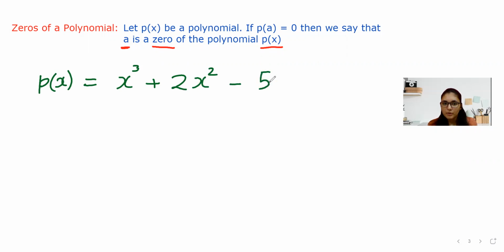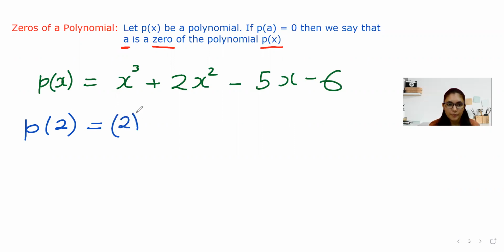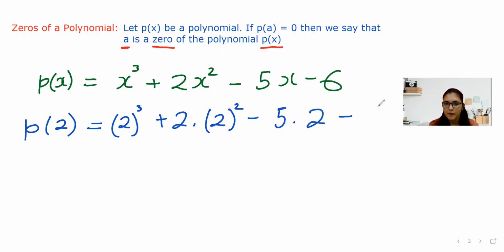Which type of polynomial is this? Can you identify? It is a cubic polynomial, because its degree is 3. So now let's calculate p, the value of the polynomial at 2, when x equals 2. It is very simple. Just replace x by 2. So it is 2 cube plus 2 times 2 square minus 5 times 2 minus 6.